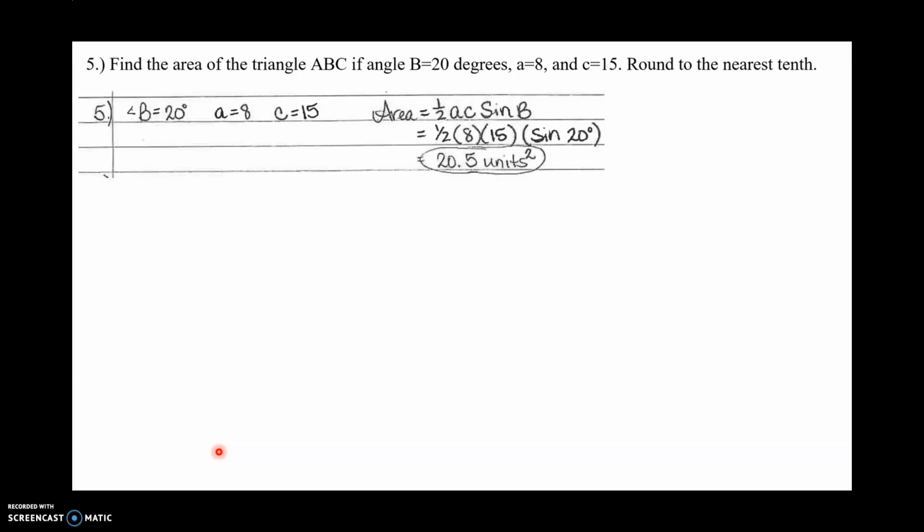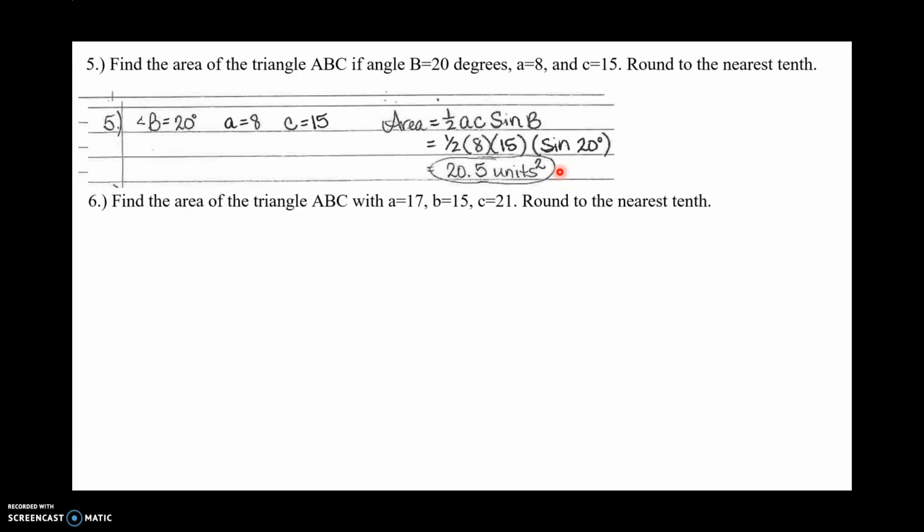So for this first one we have a side angle side. Since there are 3 different formulas on the formula sheet, the easiest way to spot which one to use is to look at your angle. Since we know angle B is 20, I want to use the formula that has angle B in it, so 1/2 AC sine B. So we'll plug in what we were given. A was 8, C was 15, angle B was 20. Throw that whole thing into our calculator, and we've got the area of that side angle side triangle.